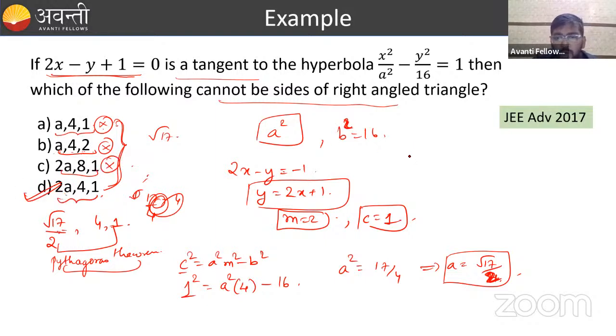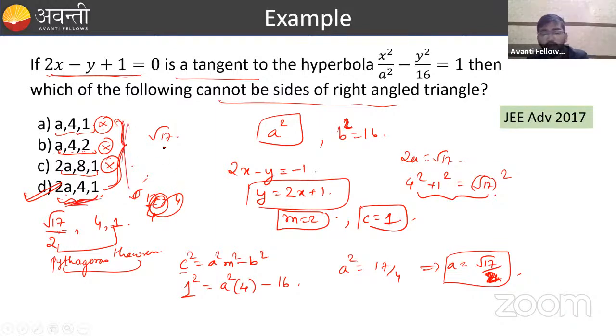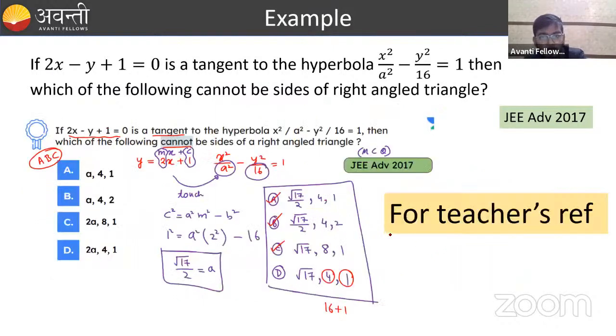See, 2a is how much? 2a is root 17. Now 4 square plus 1 square is equal to root 17 square, right? So that is why this is the side of a right angle triangle. So there are three answers for this: A, B, C. See here.